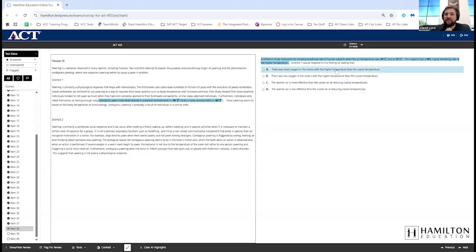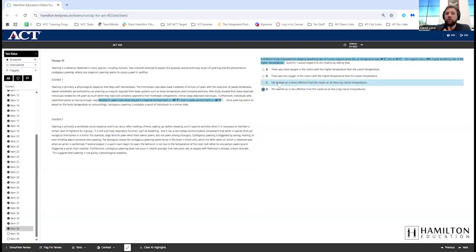Scientist 1 responded to this finding by stating what? There's more oxygen in the room? Well, no, scientist 1 didn't talk about oxygen at all, so we can eliminate A and B. The warmer air is more effective at cooling the air? Well, if it was better at cooling, then people would yawn less at warmer temperatures and not yawn less at cooler temperatures. So what you might have been looking at is cooler air is more effective, but then the opposite of that is warmer air is less effective.